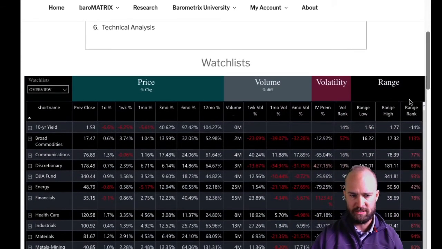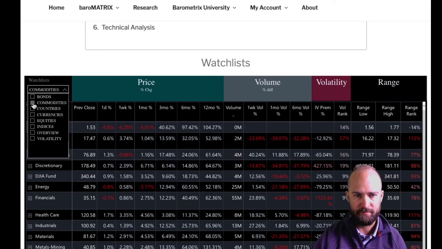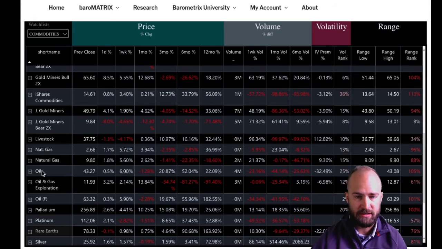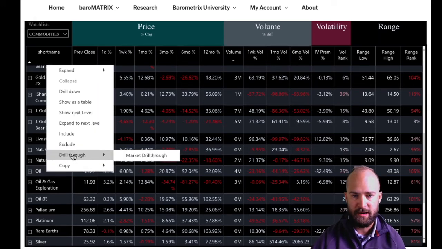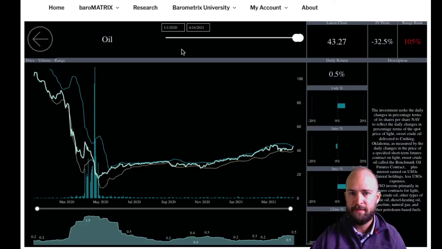We'll come up to the watch list here. We'll go over to commodities. Cruising down to oil, we see it was up 0.5% yesterday, but up 6% this week. So, a big pop higher in oil. Let's drill down and take a closer look at the chart there. Hit the market drill through, let that load up for a second.